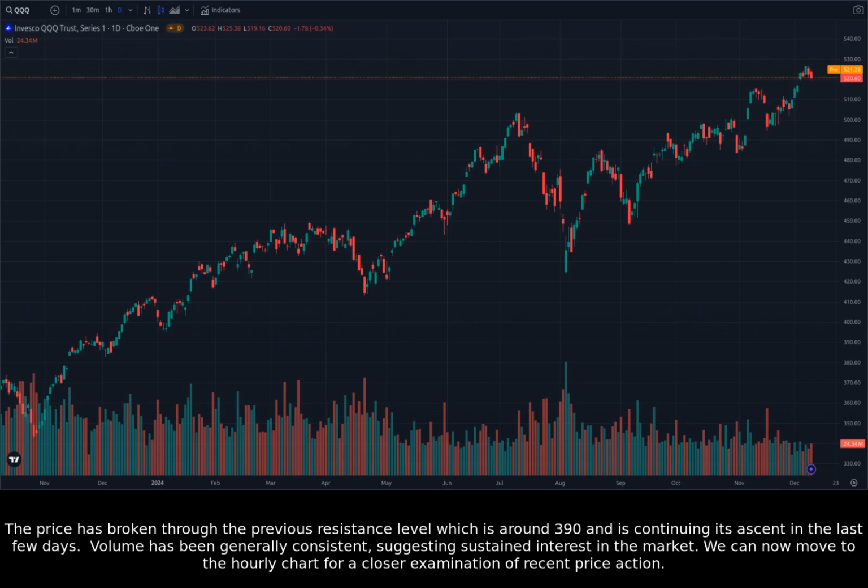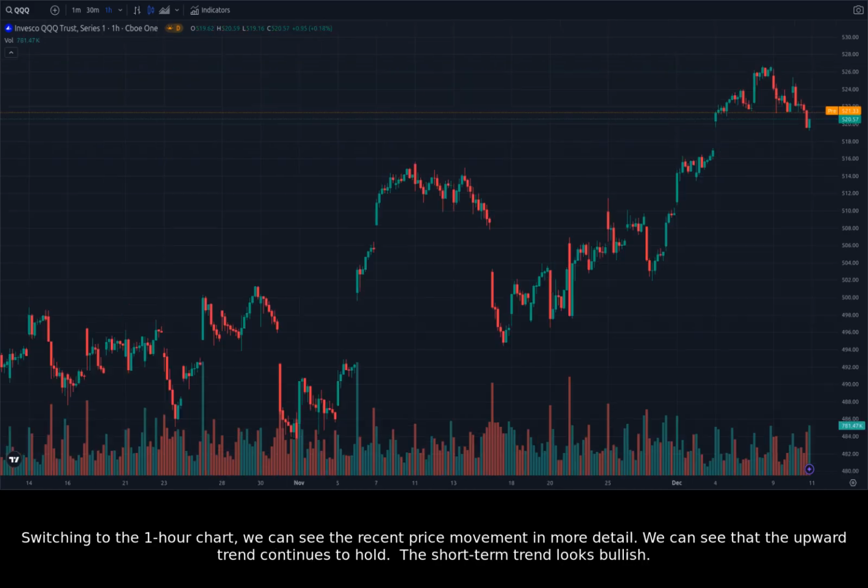We can now move to the hourly chart for a closer examination of recent price action. Switching to the 1-hour chart, we can see the recent price movement in more detail. We can see that the upward trend continues to hold. The short-term trend looks bullish.